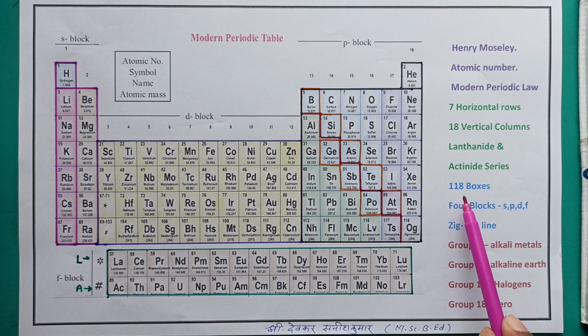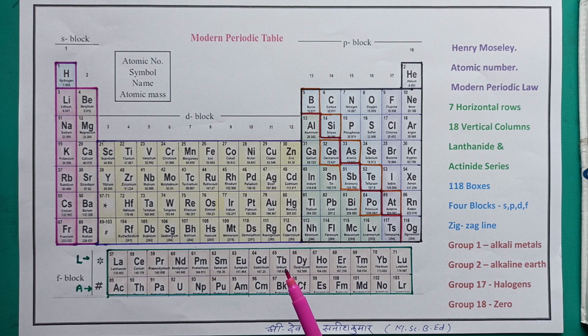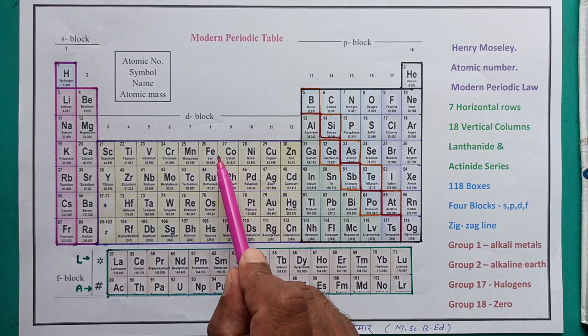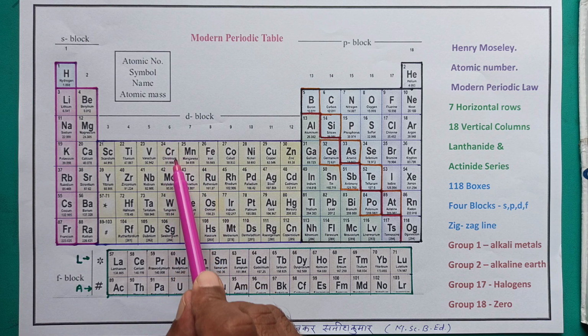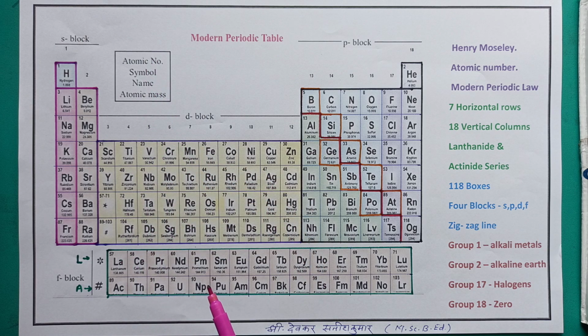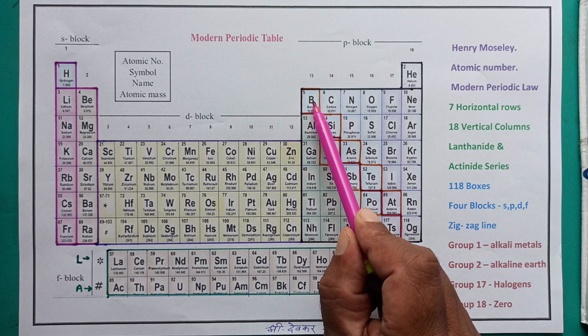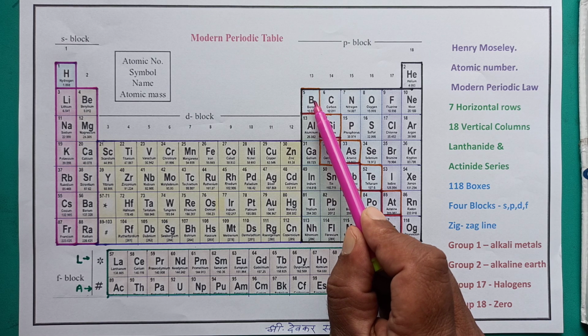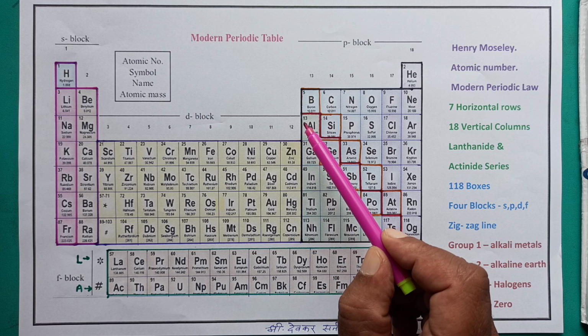Then there are 118 boxes in this modern periodic table, and in each box 4 things are given. This is the atomic number of the element, this is the name of the element, this is the symbol of the element, and last is the atomic mass of the element.